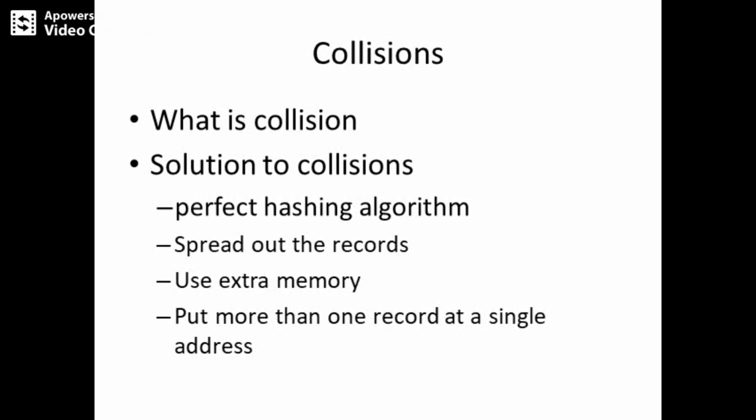The next method is put more than one record at a single address. You have a concept called bucket, buffer, all those things. So try to use those concepts in this hashing algorithm, and then try to put more than one record at a single address, so that a smaller number of collisions will occur.